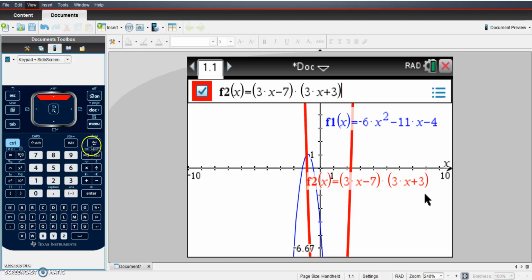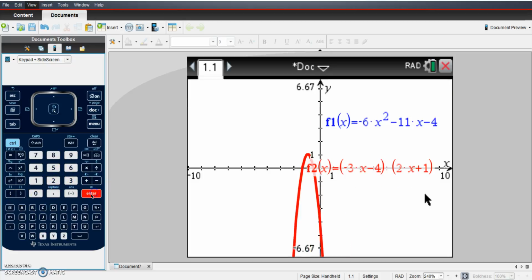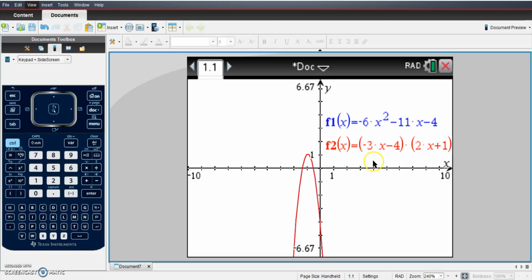Scroll up. Scroll all the way to the first one. Delete all that. Negative 3x minus 4. Scroll over. 2x plus 1. And hit enter. Ooh, and as you can see, the blue function was completely covered by the second function that we used.